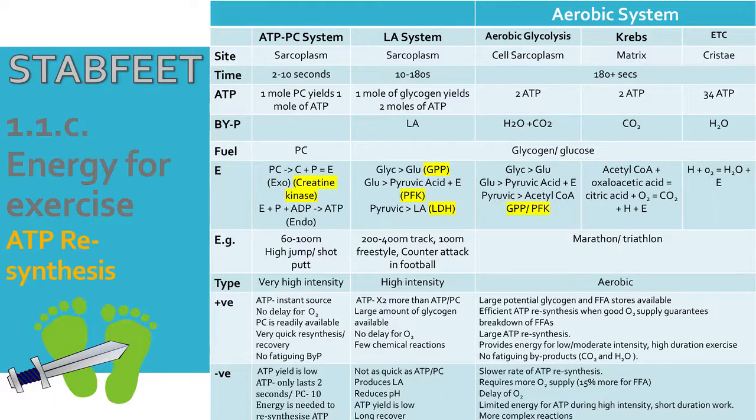Lactic acid system, anything that is high intensity and lasting longer than 10 seconds. So 200 metres, 100 metre freestyle, a counter-attack in football. Aerobic system, we're looking for low intensity, well, moderate to low intensity, long duration, so marathons, long distance cycling, so something like the Tour de France. A triathlon is another good example there.